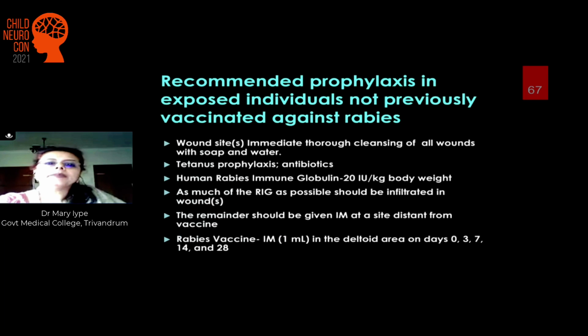The recommended prophylaxis in exposed individuals not previously vaccinated against rabies: wound site should be cleaned immediately. Tetanus prophylaxis and antibiotics should be given. Human rabies immunoglobulin should be infiltrated in the wound at 20 units per kilogram body weight. As much of it as possible should be infiltrated around the wound, and the remaining should be given IM at a distant site. Rabies vaccine should be given in the deltoid area on days 0, 3, 7, 14, and 28.